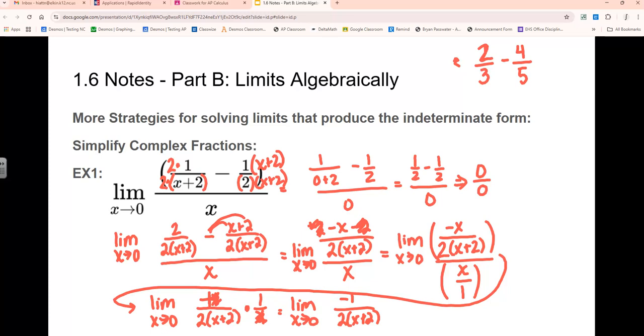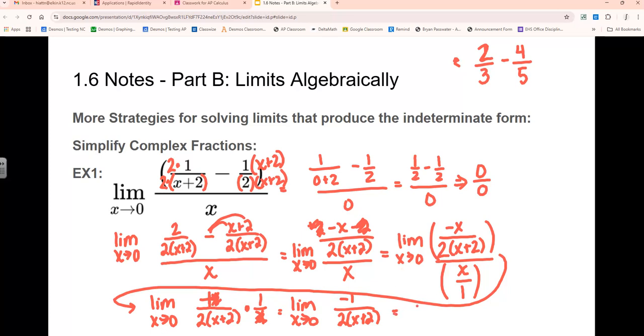You could, and in this particular case, it won't make a difference. I generally don't distribute because occasionally something's going to cancel and you're going to have to factor it back out anyway. So there's not really any benefit to doing it, but you could.